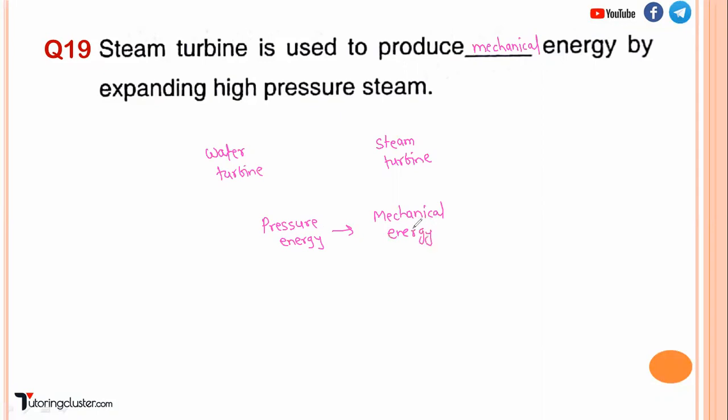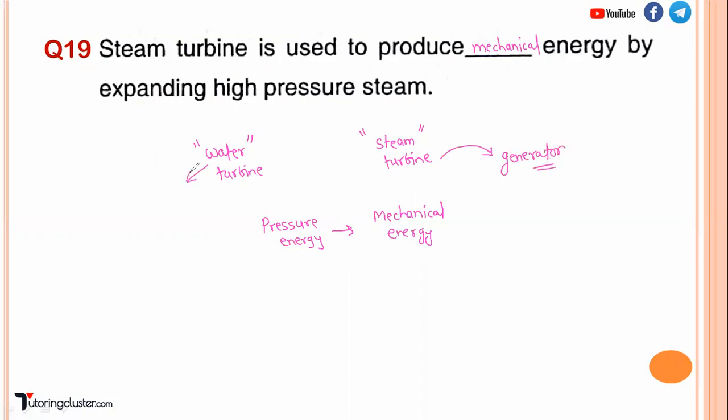A water turbine uses water, as the name suggests, and a steam turbine uses steam. So this is the basic difference. Turbines can be classified based on working fluid. If it is water, it is a water turbine; if it is steam, it is a steam turbine. The function remains the same. And what is the next component after the turbine? In both cases, it is a generator.